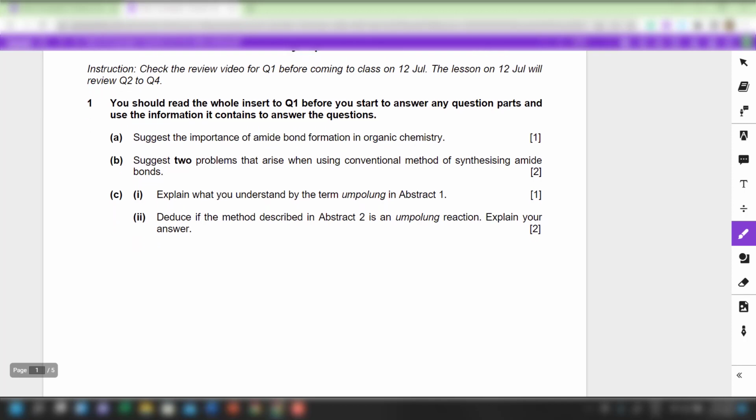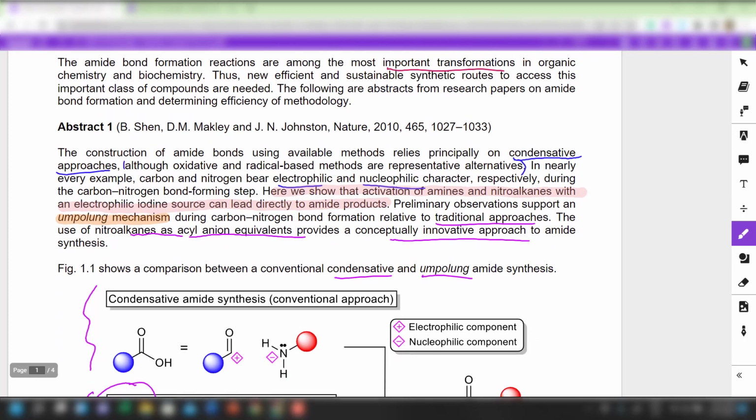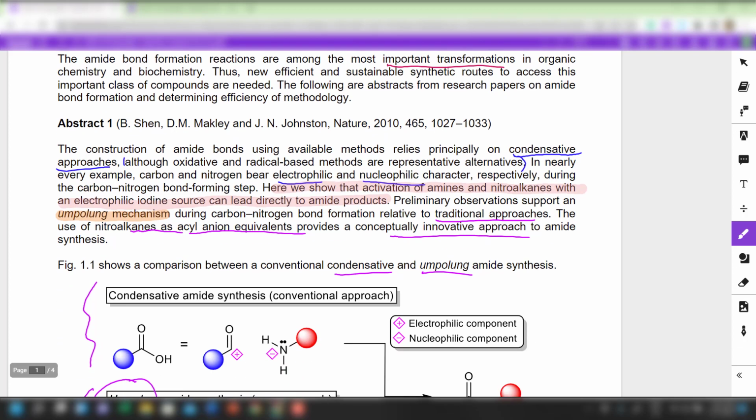Next, if you look at part B, you are asked to suggest 2 problems that may arise when using the conventional method of synthesizing amide bonds. Again, you need to interpret what we really mean by conventional method. If you go back to this, it seems to point towards the condensative approach as a conventional method.